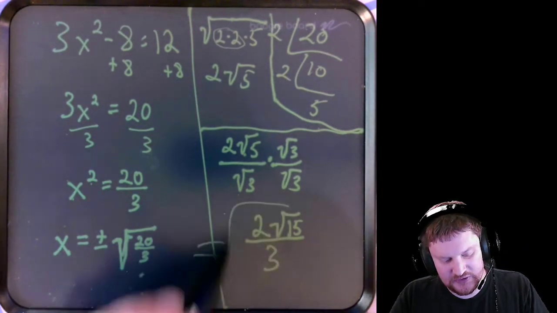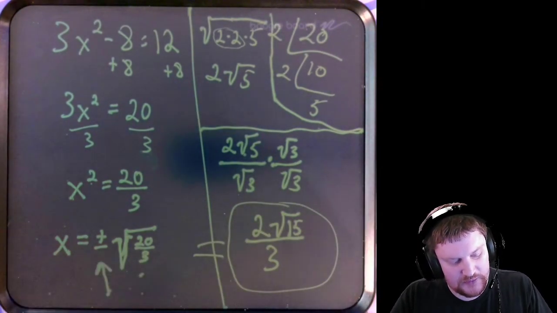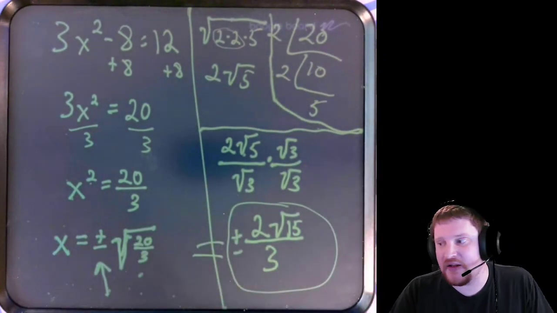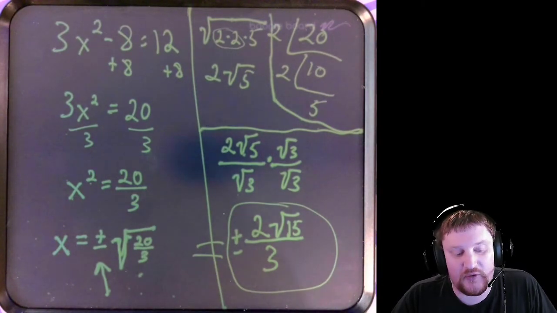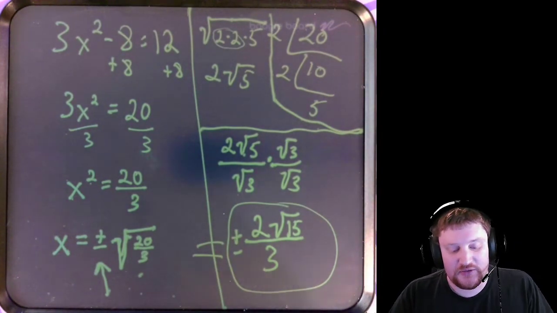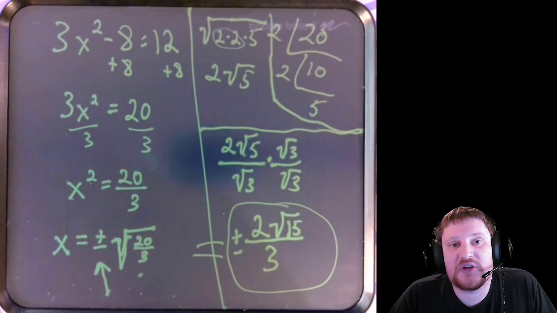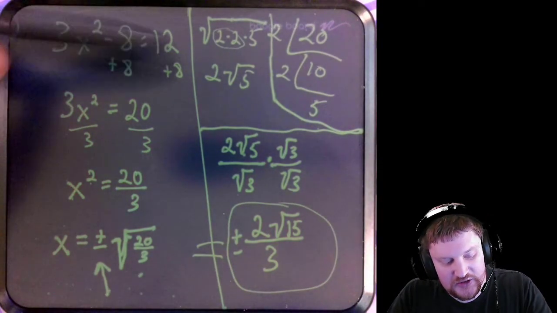This is the simplest form, but don't forget, when we take the square root of something, we're going to throw this plus or minus sign out front. So our final answer is plus or minus 2 times the square root of 15 over 3. As you can see, there is quite a bit of math here, but it is all simple multiplication and division. I did a little bit of addition here at the beginning.